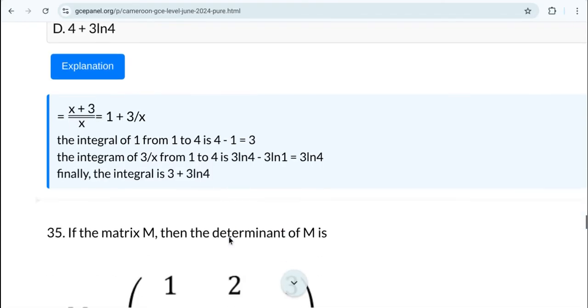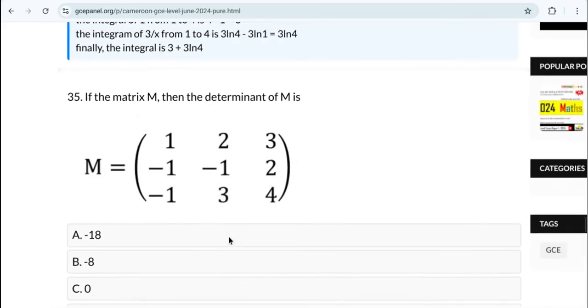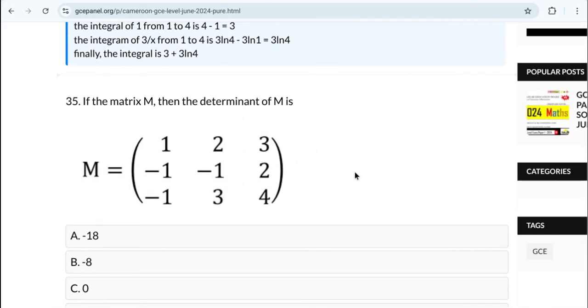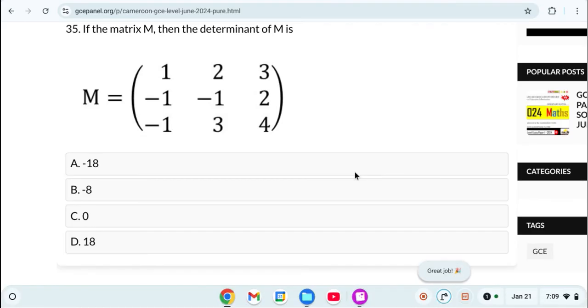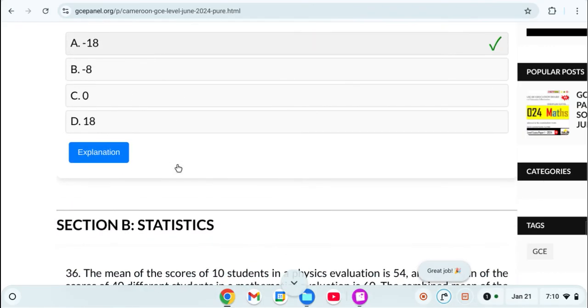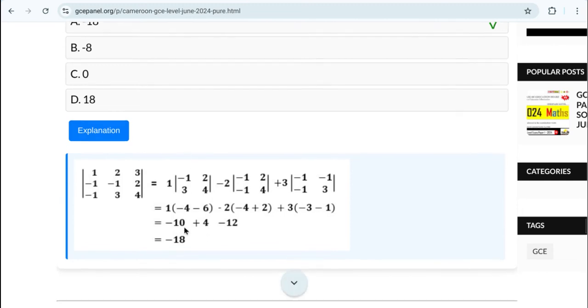Question 35, which is the last question for the pure math section before the 15 statistics questions. What is the determinant of this matrix? You can use any of the methods you want to use: Cramer's rule for determinants, the standard notation, the matrix method, whatever. When you do any of them, your result is going to be negative 18. You can use any of these methods, and you're going to have negative 18.